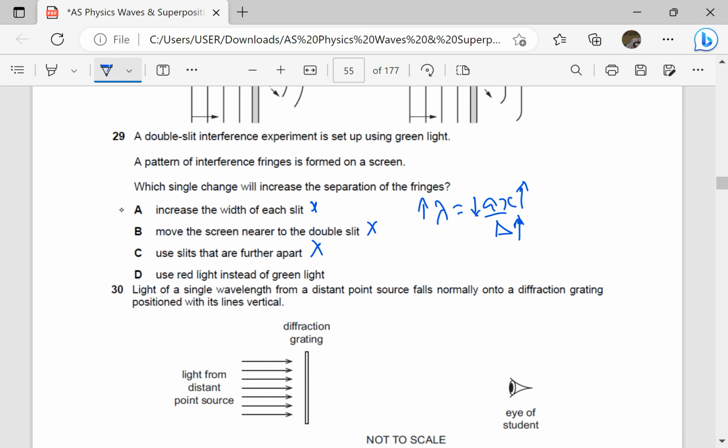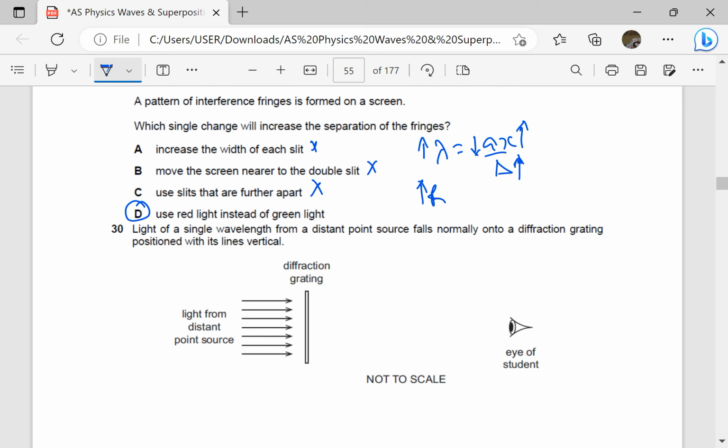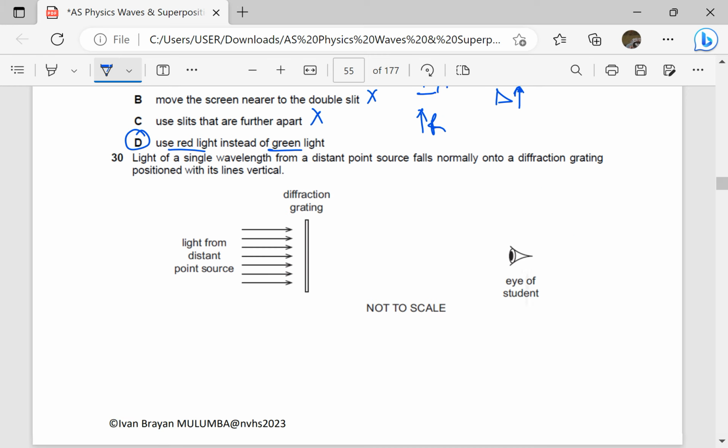Then use red light instead of green light. Red has a higher wavelength compared to green. And when we increase the wavelength, it means x increases. So since red has a higher wavelength, we have increased the wavelength, so the answer is going to be D. Use red instead of green because red has a longer wavelength than green, and when we increase the wavelength, x also increases.